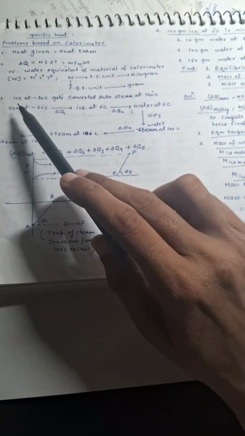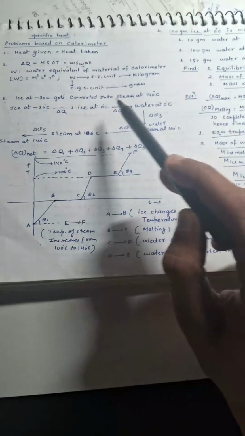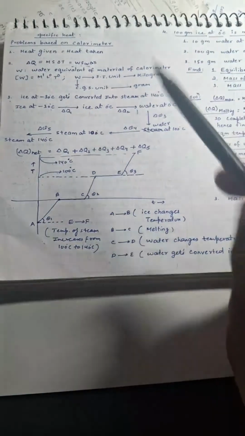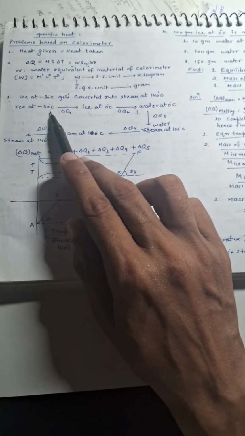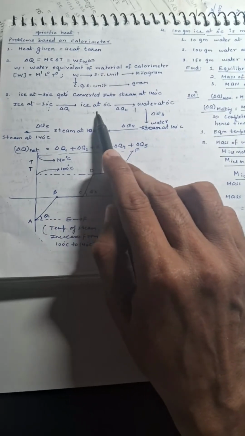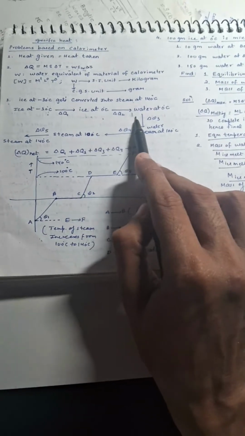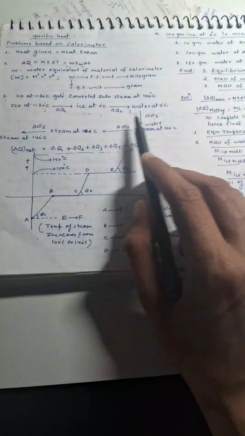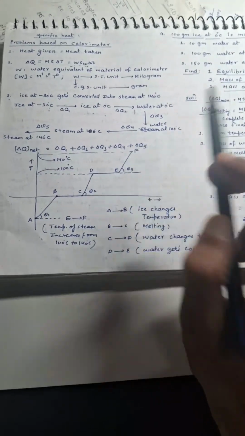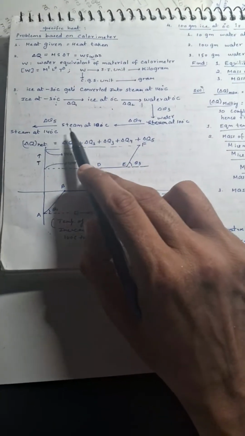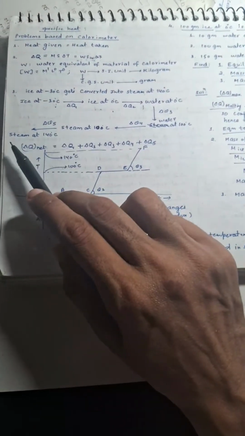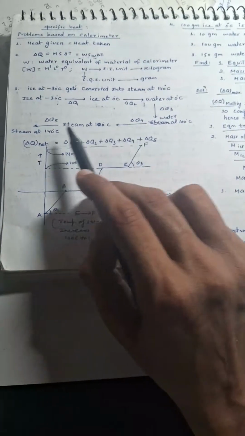So there is a question where ice at minus 30 gets converted into steam at 140. We need to find the total heat. So let's proceed systematically. Firstly, ice at minus 30 will be converted to ice at 0. Then ice at 0 will be converted to water at 0. Then water at 0 will be converted to water at 100. Then water at 100 will convert to steam at 100. Then steam at 100 will correspond to steam at 140. So there are 5 steps involved.